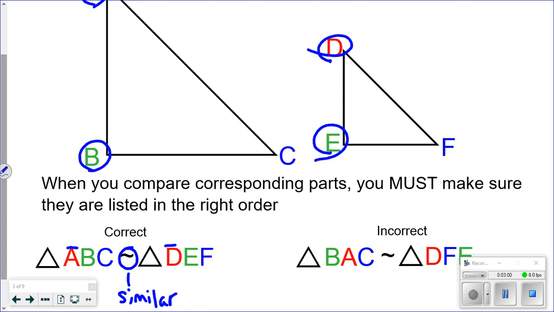Like this one over here is incorrect. If I look at B and D, they do not correspond on the picture. A and F don't correspond. So however you have the first one listed, the second one has to be listed in the same order, so the sides correspond with whatever is listed in the first one.